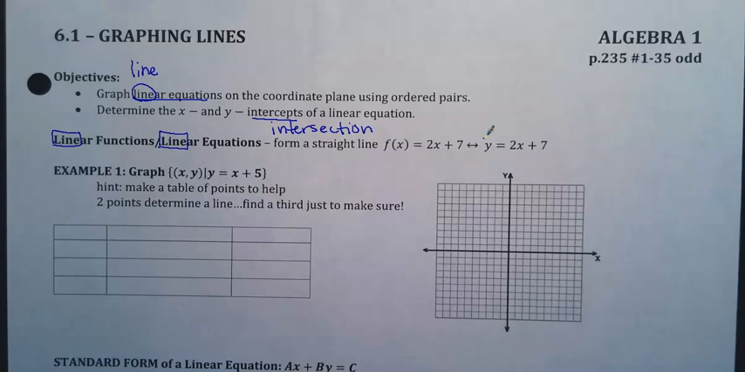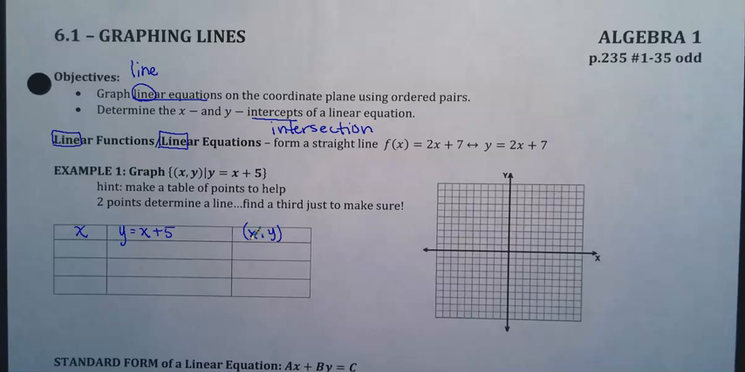All right, in example 1, it says graph the equation, or graph x and y such that y equals x plus 5. I've got a hint here for you. Make a table of points to help you. Two points determine a line, and you need to find a third just to make sure. So it's always good to have positives and negatives. This is going to be our x column. We're going to write our equation in here, so y equals x plus 5. And this is where we could write our x and our y, our ordered pair.